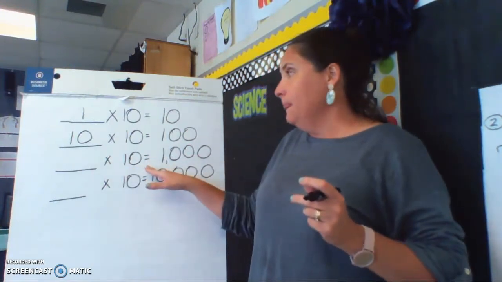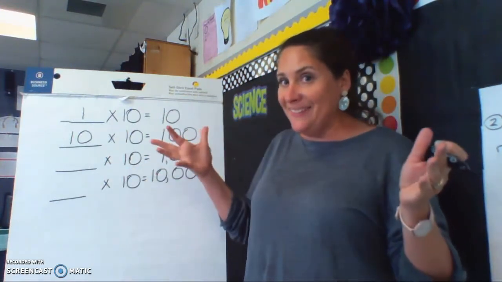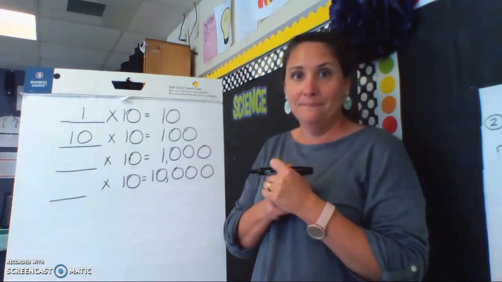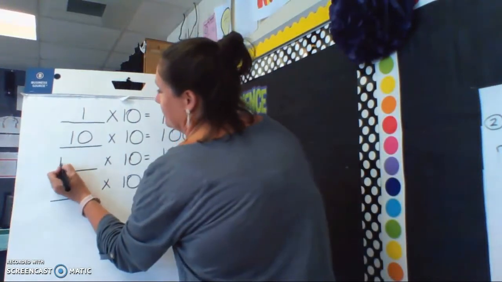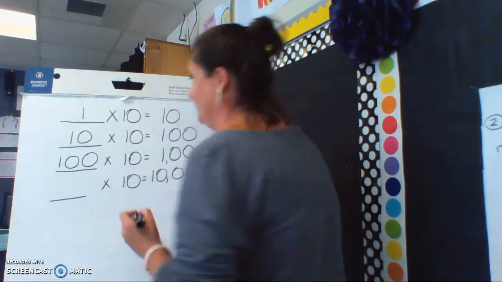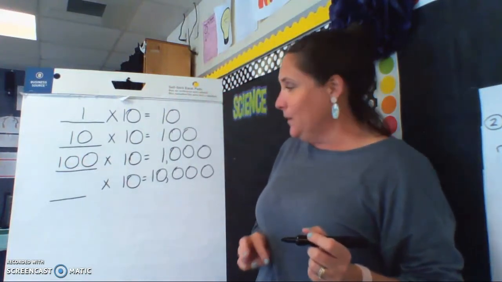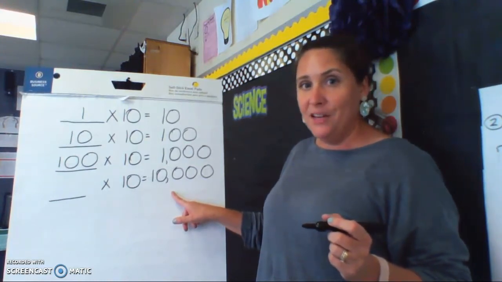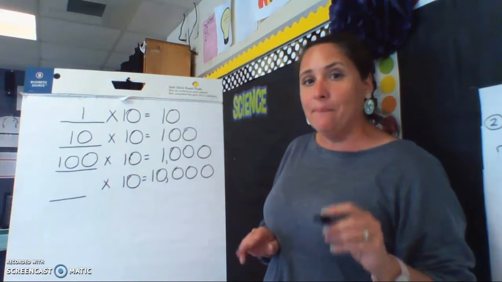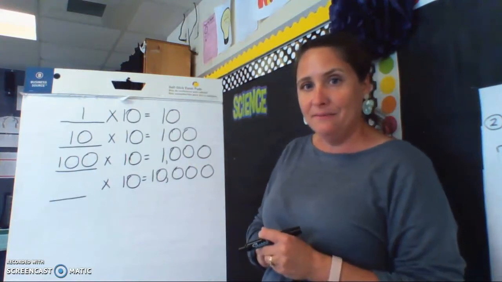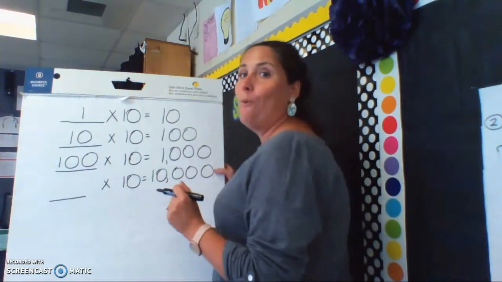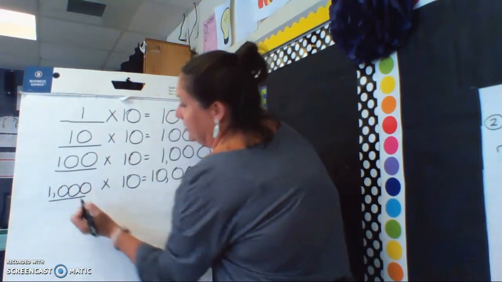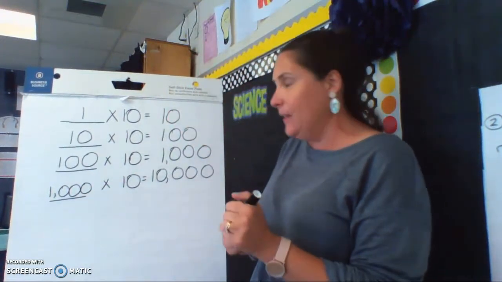What times 10? So how many 10s do I need to have to get me to 1,000? 100. And the next one. What times 10 gives me 10,000? So how many groups of 10 do I have to get me to 10,000? 1,000. All right, I want to show you something. This is very, very important, okay?